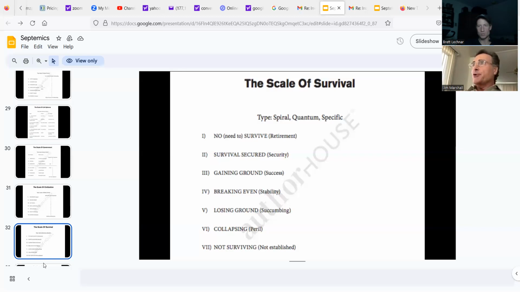which is what happened to Rome. You know, people thought Rome would go on forever. Well, it went down this scale, and eventually it collapsed. And we went into the Dark Ages where Rome was not surviving. It was not established. It was disestablished. There was no Roman Empire. Any questions?